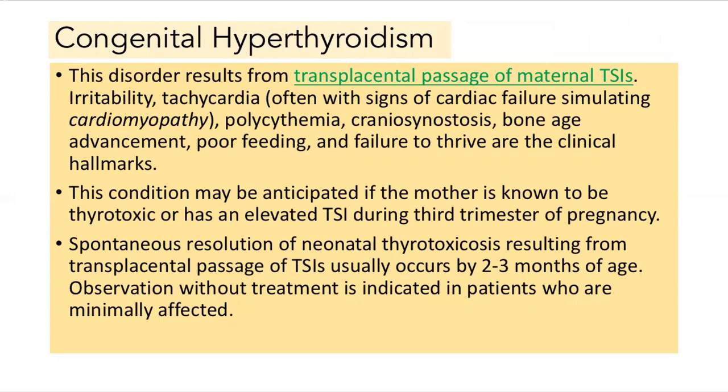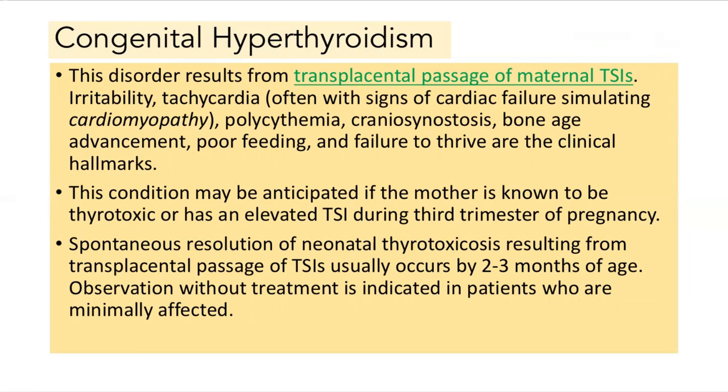في entity اسمها Congenital Hyperthyroidism. This disorder results from transplacental passage of maternal thyroid stimulating immunoglobulins. الطفل بيبقى irritable وعنده tachycardia, polycythemia, craniosynostosis يعني السكال بتقفل بدري, في advancement of bone age, في poor feeding وفي failure to thrive.